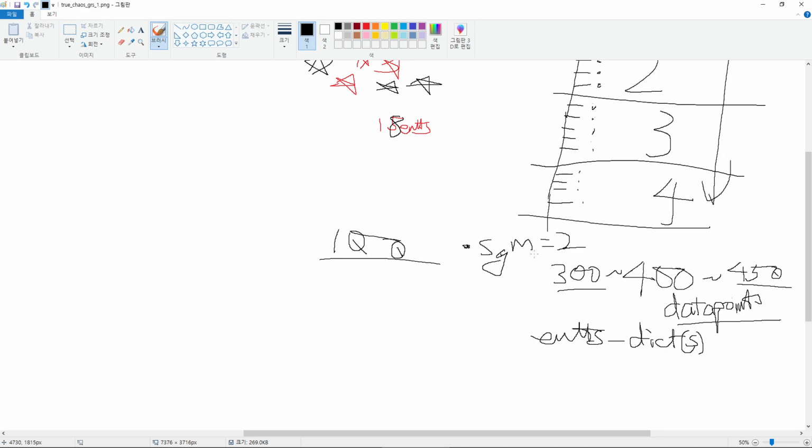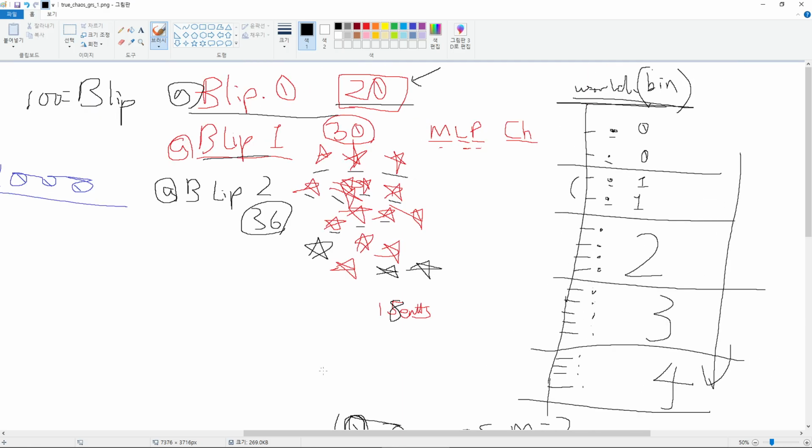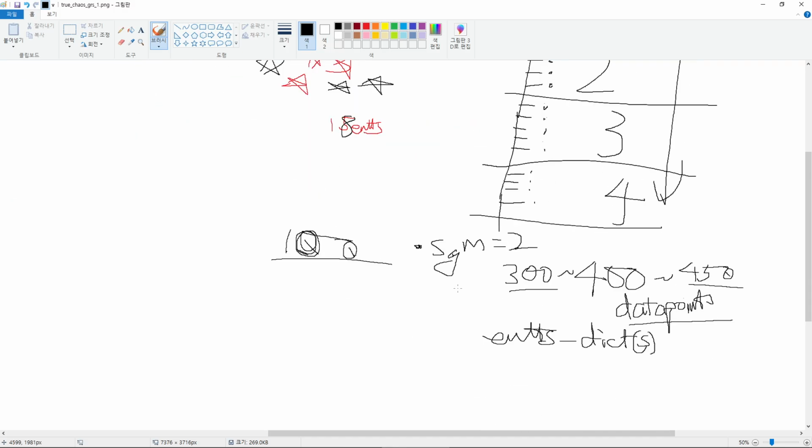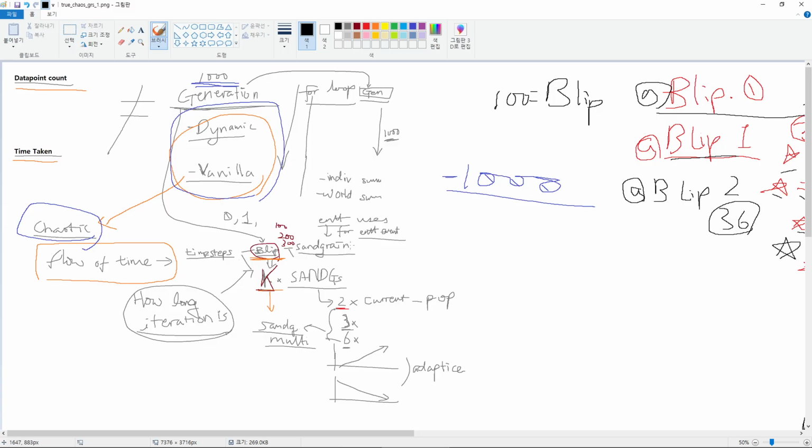And usually more data points could mean a longer time for the iteration to finish, but we'll see about that correlation as we go through the plots. So data points and time taken, that's what we're going to look at in this session.